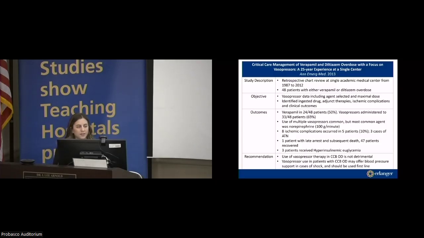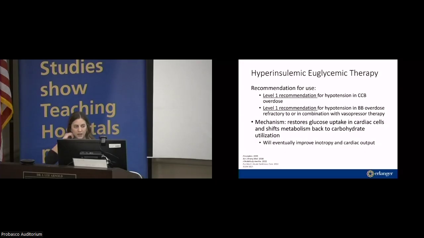And then the second first line therapy that we see recommended is this hyperinsulinemic euglycemic therapy. Again, this therapy in combination with vasopressor therapy is the only one that's recommended as a higher level therapy for patients who present with this type of overdose. Essentially, we're restoring glucose uptake in cardiac cells and shifting metabolism back to carbohydrate utilization to eventually improve inotropy and cardiac output.